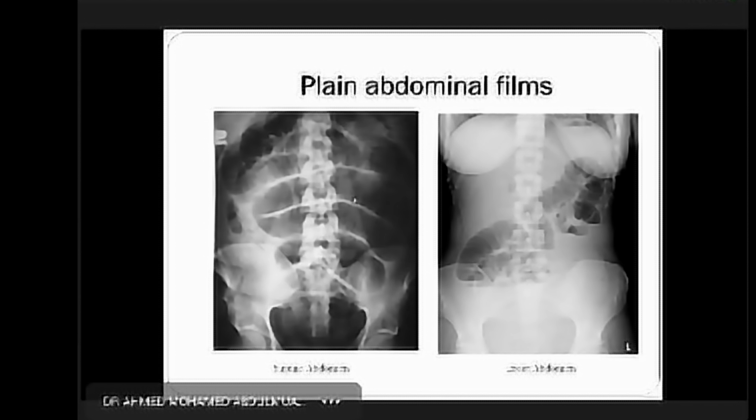So all the features of small bowel obstruction are here in this film. And this is multiple air fluid levels with step ladder appearance, which is a feature of small bowel obstruction in the erect abdominal radiograph.